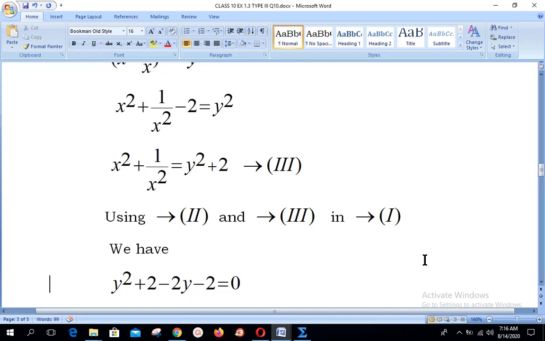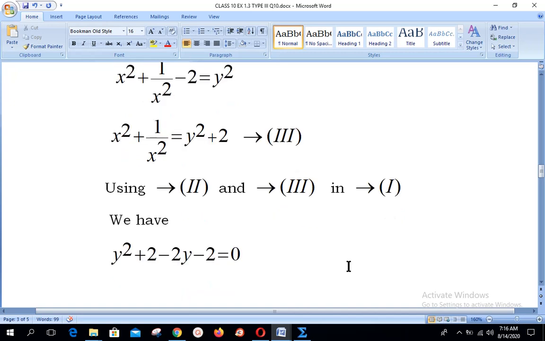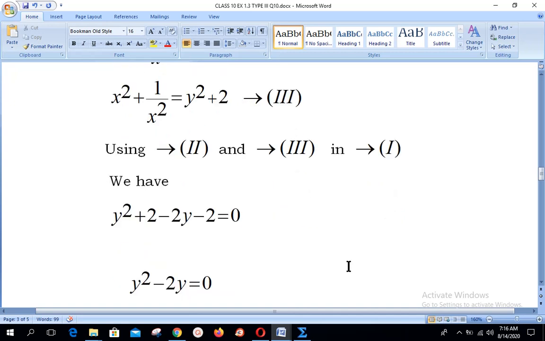when you put these values, you will get y square plus 2 minus 2y minus 2 is equal to 0. Very clear that this minus 2 and plus 2 will cancel. You will be left with only y square minus 2y is equal to 0.